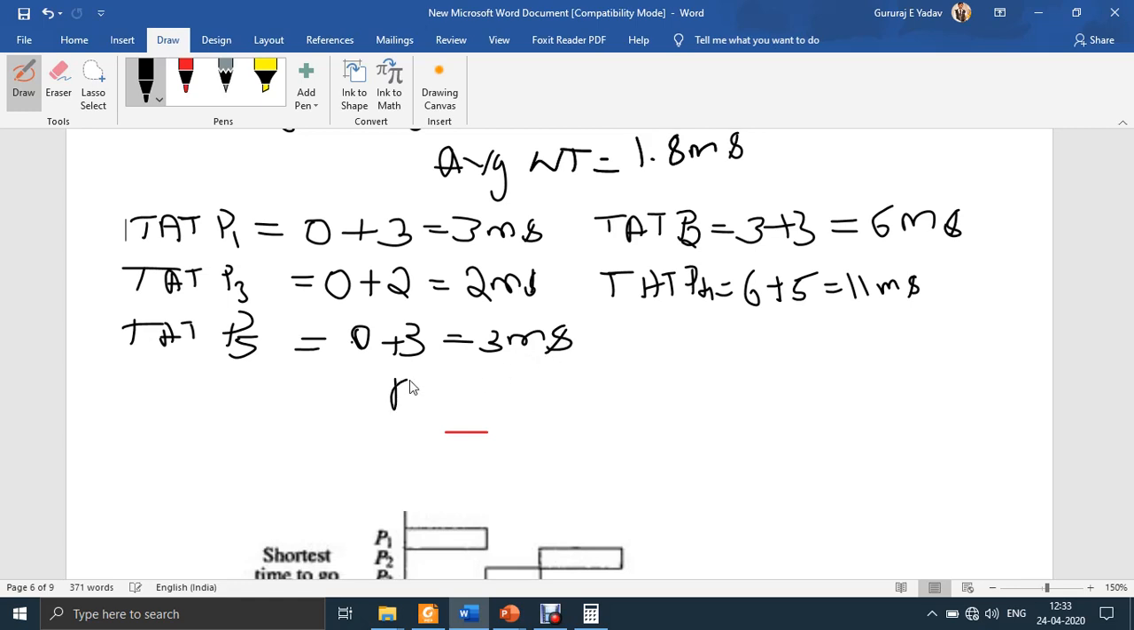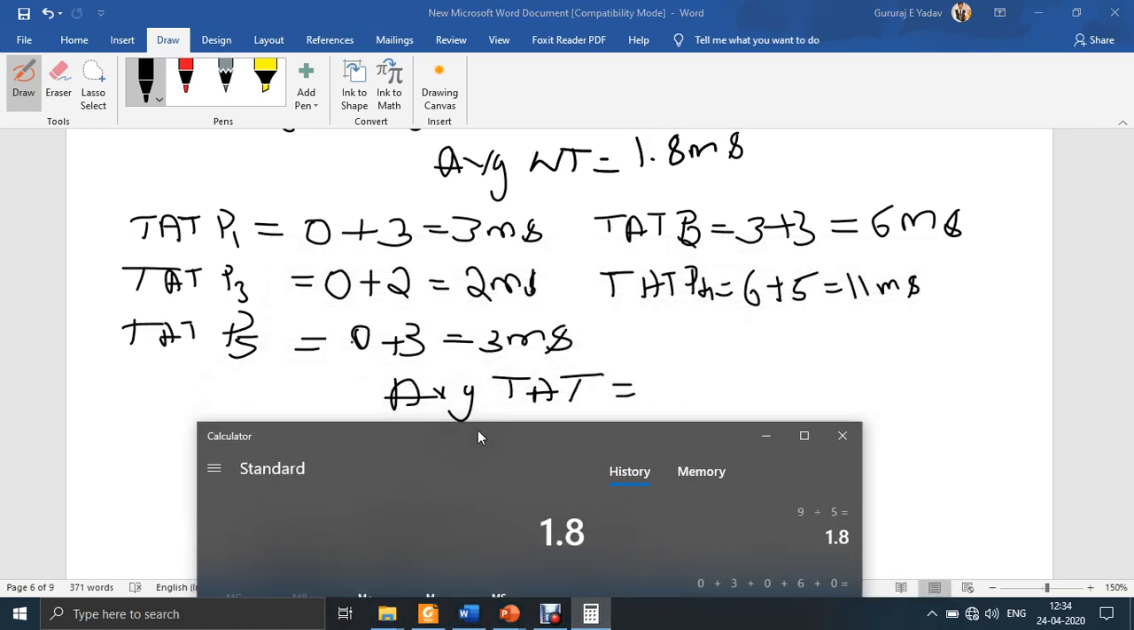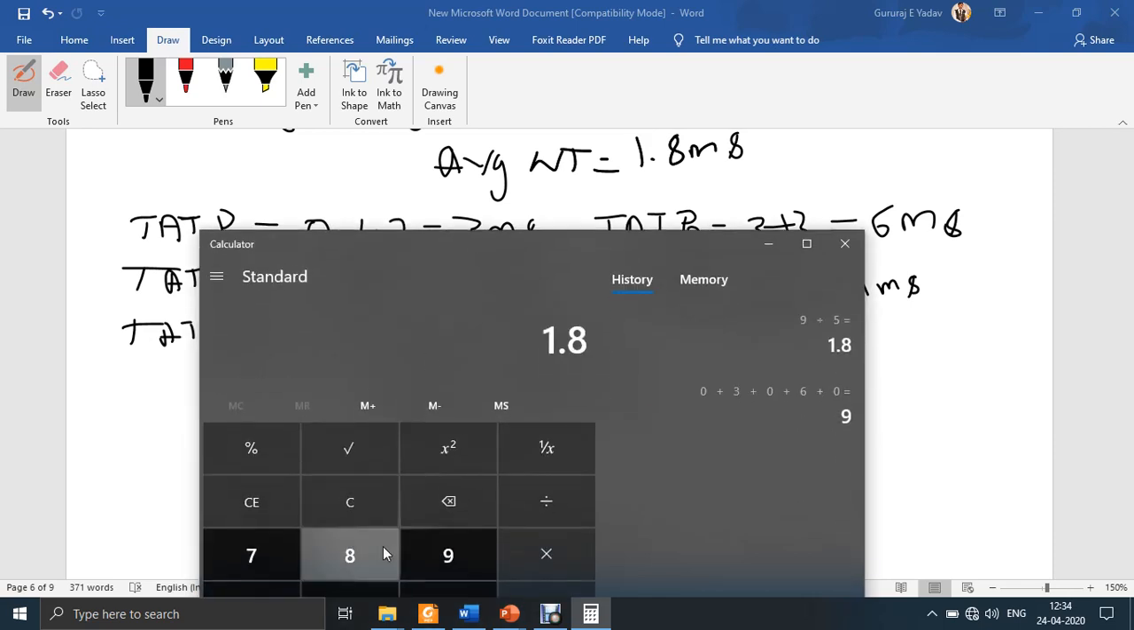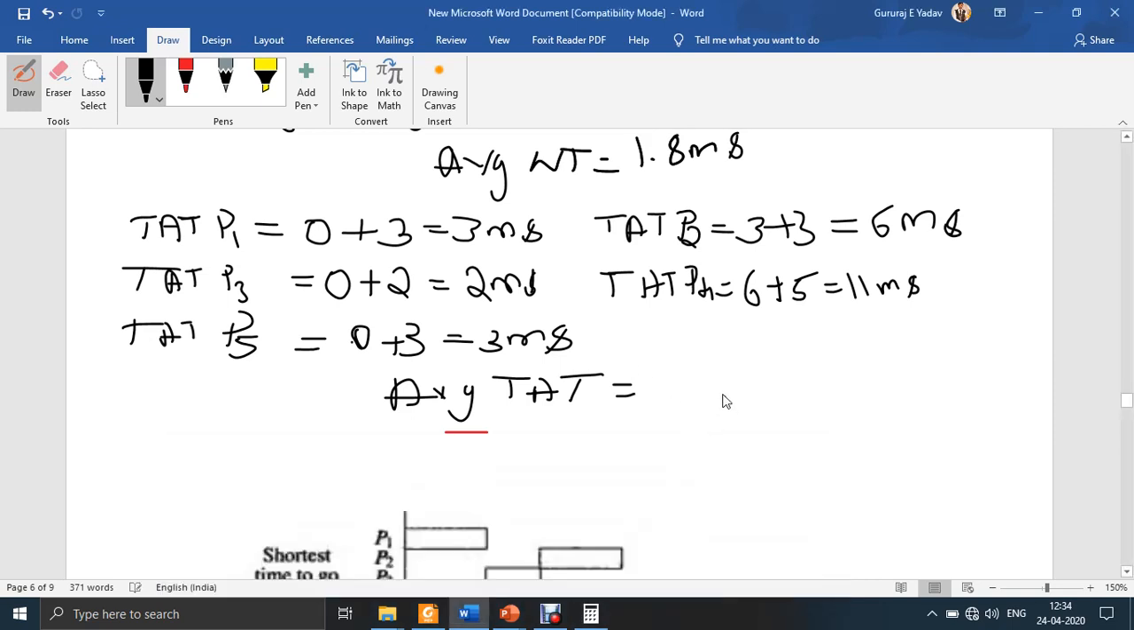So next is average TAT. How will you take the average? Sum of all these values divided by 5. So I'll go to the calculator once again. I'll clear the entry first. So it is 3 plus 6 plus 2 plus 11 plus 3. So it is 25 divided by 5. So it is 5 milliseconds. So the average TAT is 5 milliseconds.